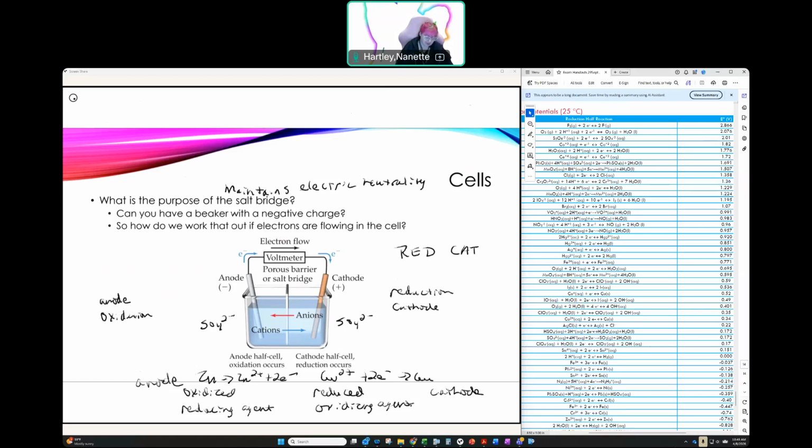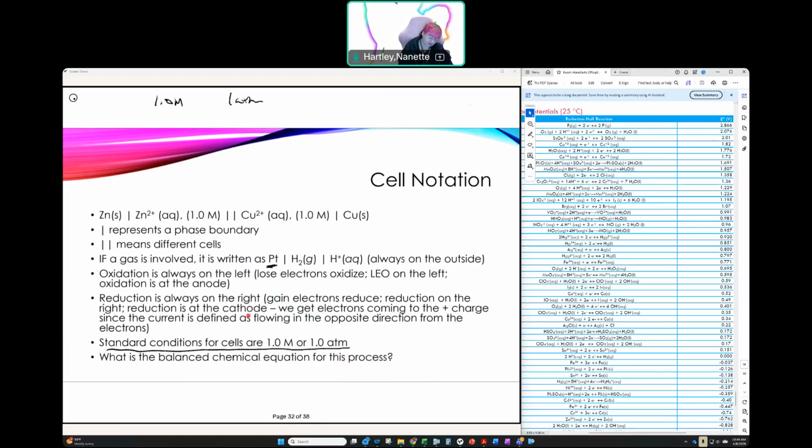So that's another thing we had to talk about. This happens at the cathode. This happens at the anode. We get electrons going from the plus charge, since the current is defined as flowing in the opposite direction from the electrons. It's just physics and chemistry couldn't agree on that.